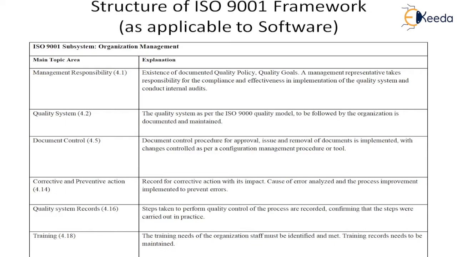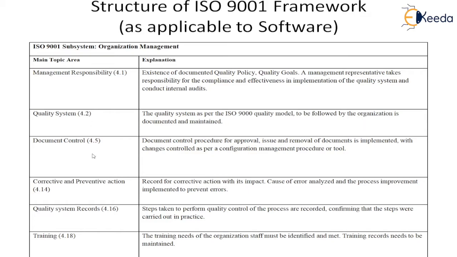So there should be a quality policy, and there should be somebody responsible, a representative, to not only define the quality policy and maintain it, but also to conduct internal audits and see that it is effectively implemented across all the activities of the project and the organization. And you need to have a quality system. There is a guideline for the ISO 9000 quality model. Accordingly, the quality system has to be documented and maintained. It will have all the procedures of the organization.